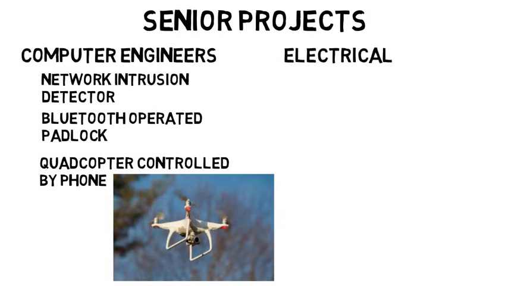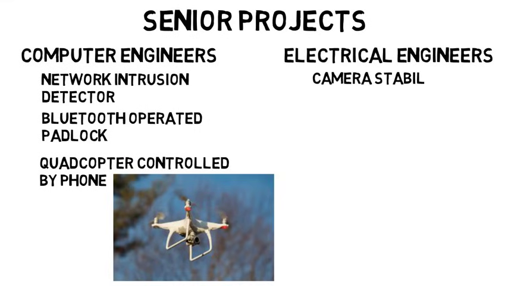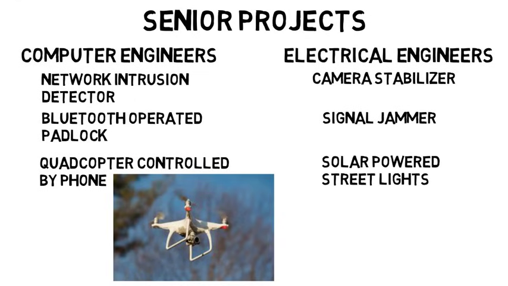Whereas electrical engineers made a camera stabilizer that would compensate for shaky motion using motors and microcontrollers, or a signal jammer that would block frequencies coming from a certain transmitter, and also solar-powered streetlights that track sunlight for maximum energy while reducing the amount of energy used from the electric grid. I even found one for smart weights, which would record and analyze your workout routine. Now, a lot of these projects I came across included both majors. So again, it's not so black and white what one certain major can work on over the other.